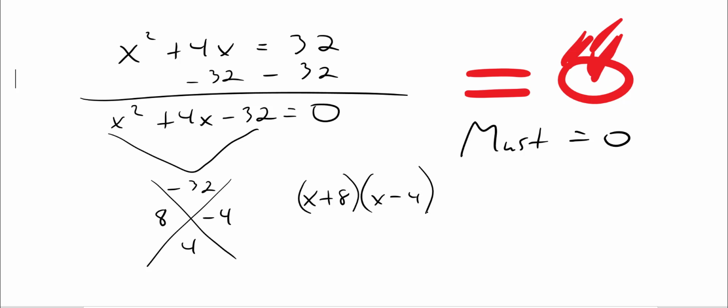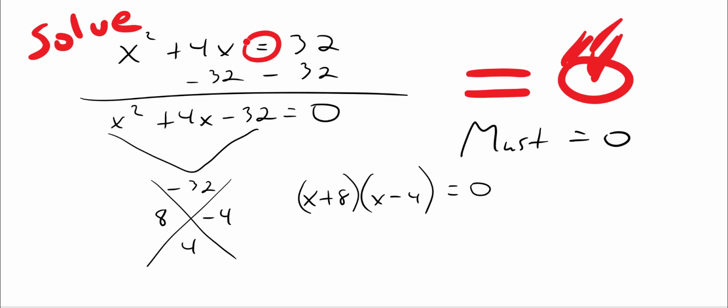Guys, make sure you set it equal to 0. What are the directions? I didn't write the directions here, but it's going to say solve. And you know it's going to be solve because of that equal sign right there. They're going to come hand in hand. You're not going to have factor with an equal sign, and it's not going to say solve unless it has the equals. It's got to have both.